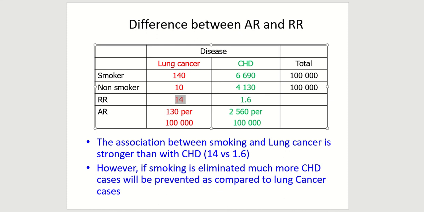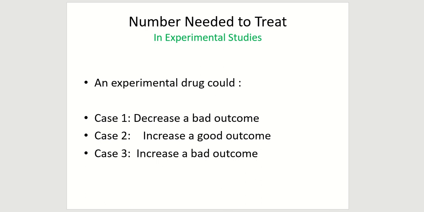Then we're going to move to something that is only calculated when you're dealing with clinical trials, and this is the number needed to treat. This is only done in clinical trials. So when you're running a clinical trial, there are three things that can happen. One, you decrease bad outcomes. So you may be treating people to prevent myocardial infarction, or to prevent, for example, early death, or to prevent hospitalization. So that's case number one.